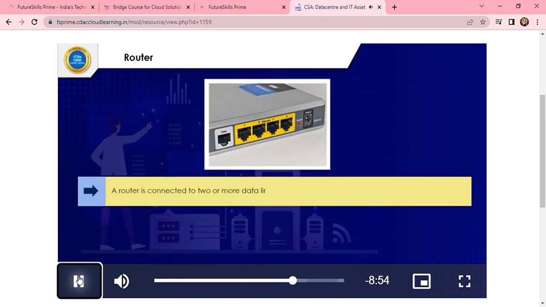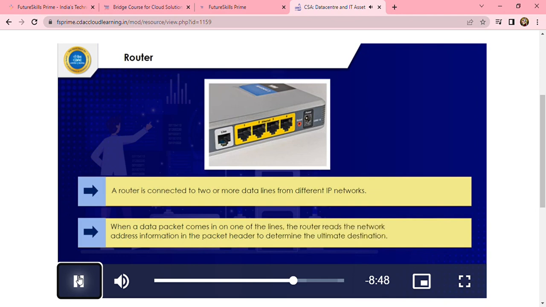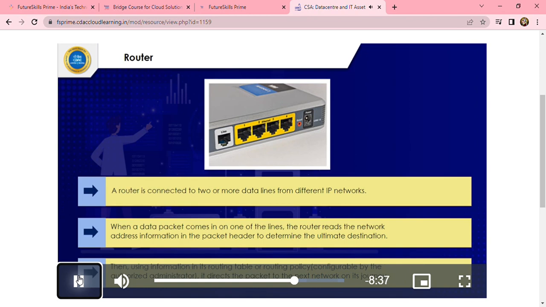A router is connected to two or more data lines from different IP networks. When a data packet comes in on one of the lines, the router reads the network address information in the packet header to determine the ultimate destination. Then, using information in its routing table or routing policy, configurable by the authorized administrator, it directs the packet to the next network on its journey.